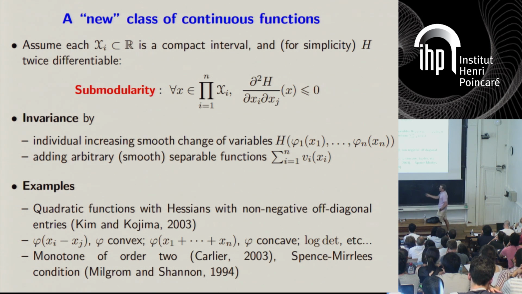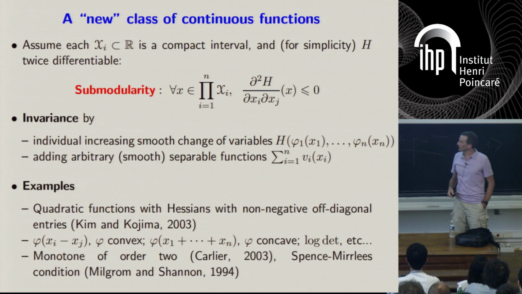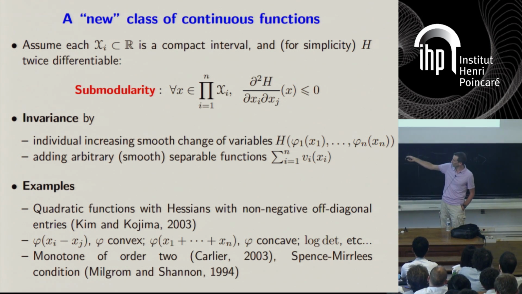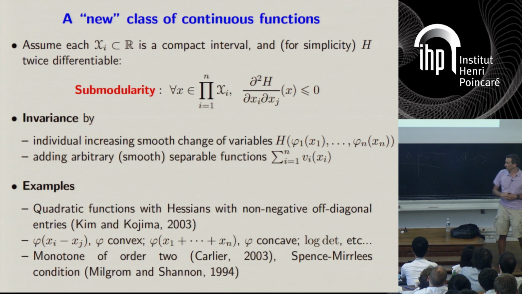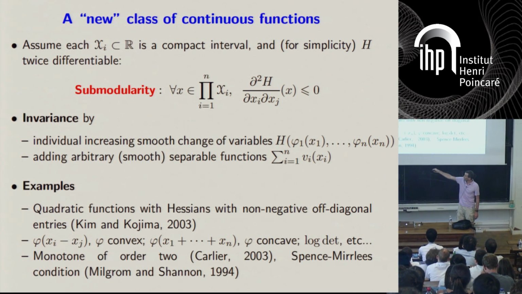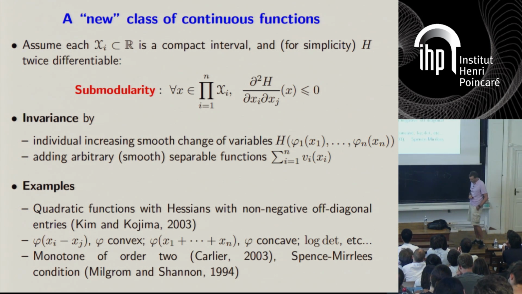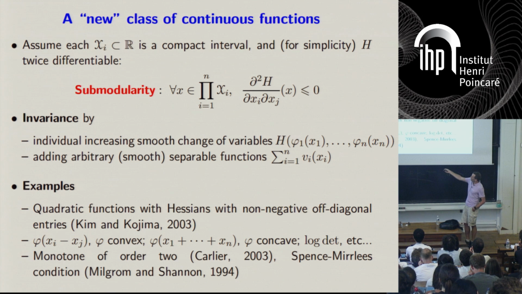Then, more interesting, any convex function of the difference. If you take any convex function phi and take the difference of two values like this, you get a convex function which is also submodular. So this is an example of a function which is both convex and submodular. But if you take the next one, any concave function of the sum, this is a concave function, but it is also submodular.